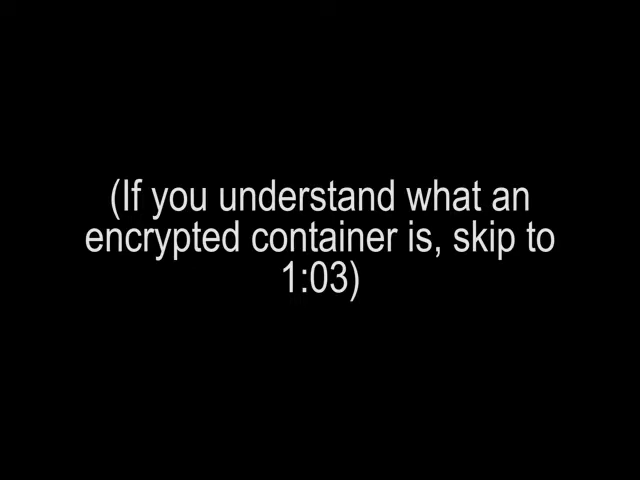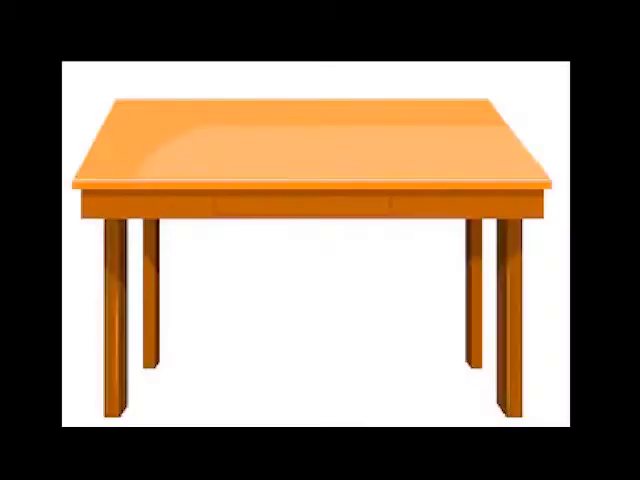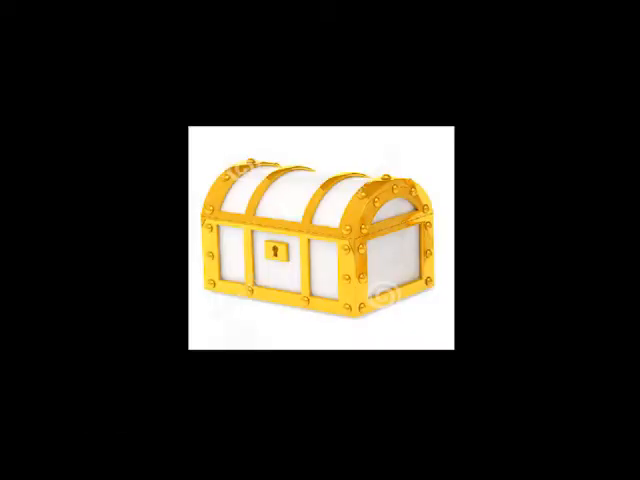First, just imagine you have a hard drive or a USB. Think of that as a table. On the table you could put things on the table and take them off, and you can see what's on the table really easy. But with an encrypted container, you could think of it like a treasure box. You can set your treasure box on the table and move it off and on, but without a key to the treasure box, you don't know what's inside.